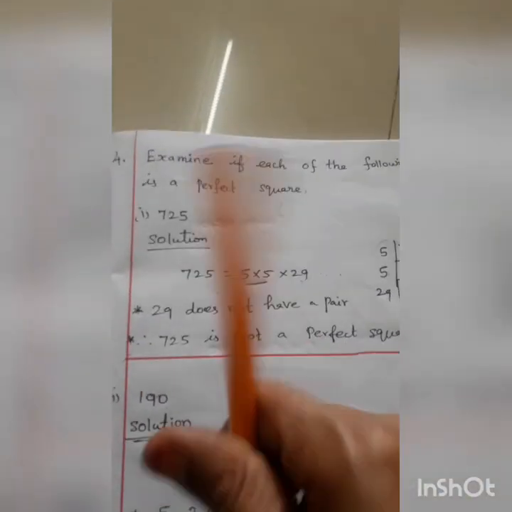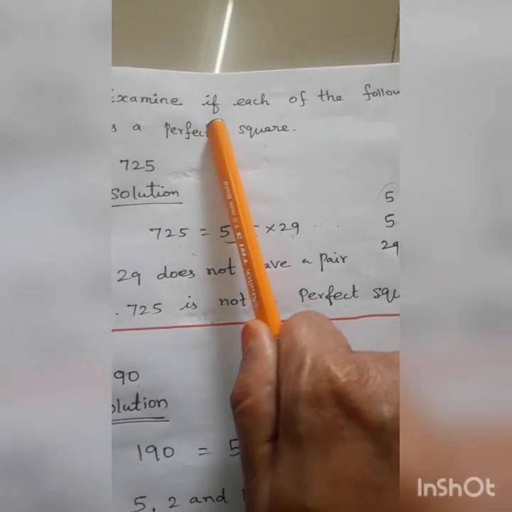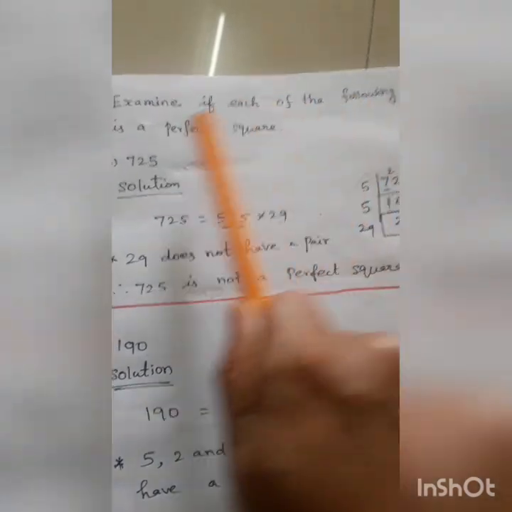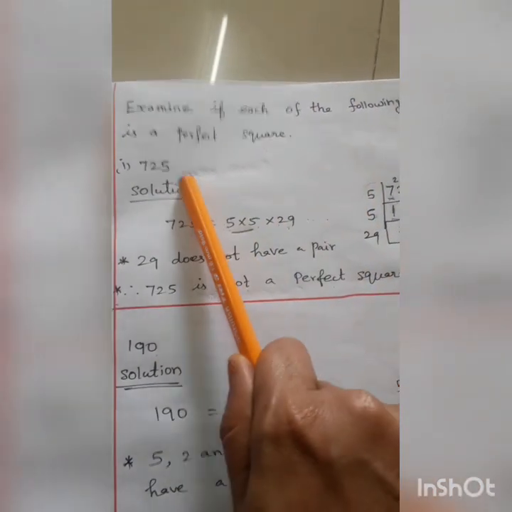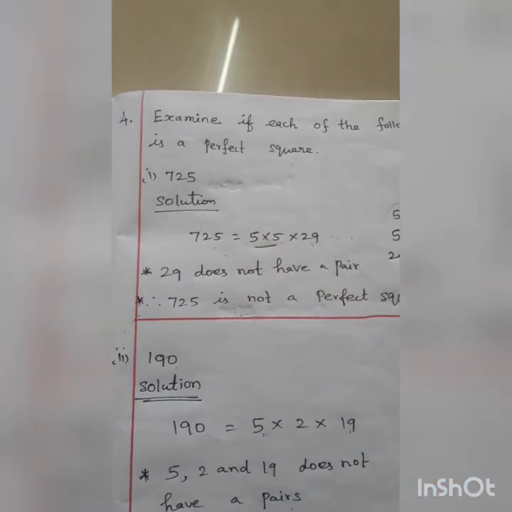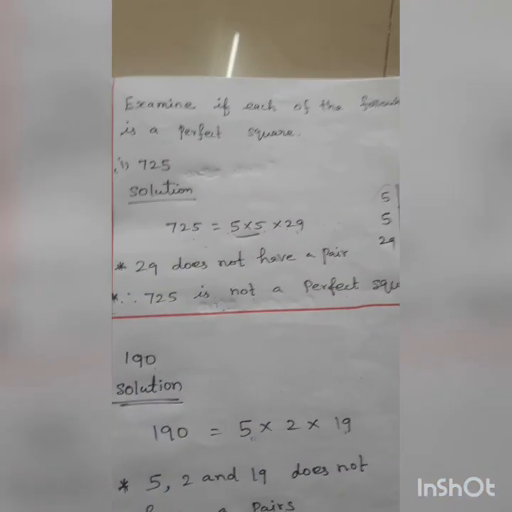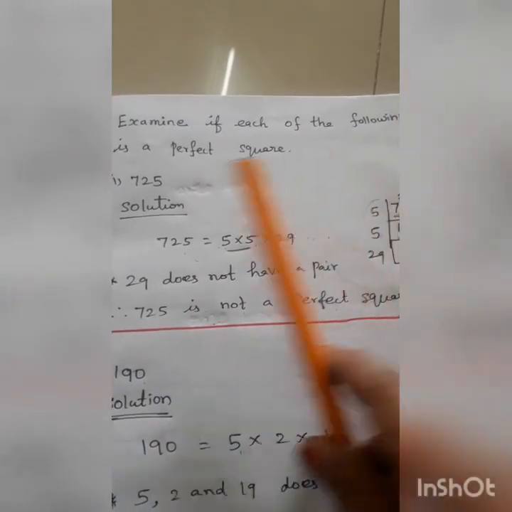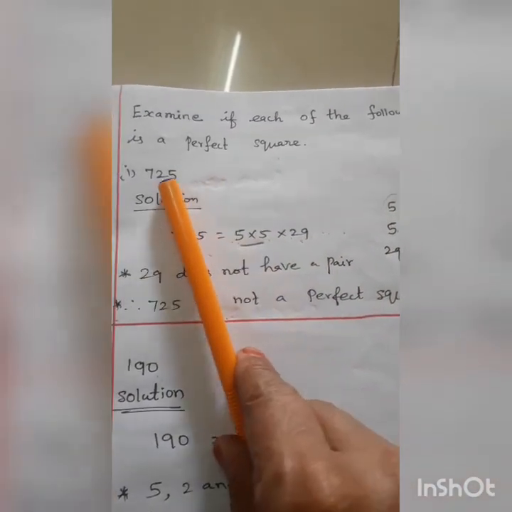Next question. Fourth Roman letter. Examine if each of the following is a perfect square. So what is the meaning of this step? Find whether the given number is a perfect square or not a perfect square. So which method do we want to use there? LCM method only, it is easy there.